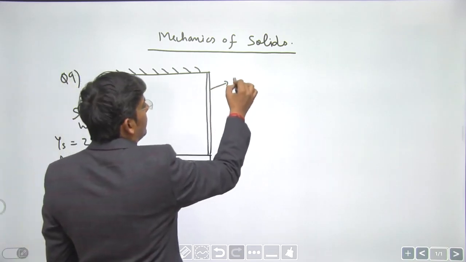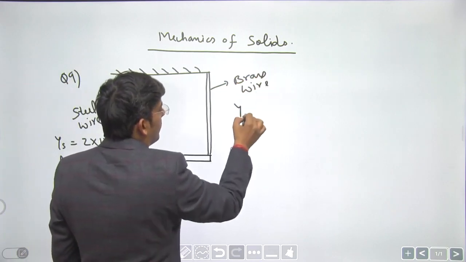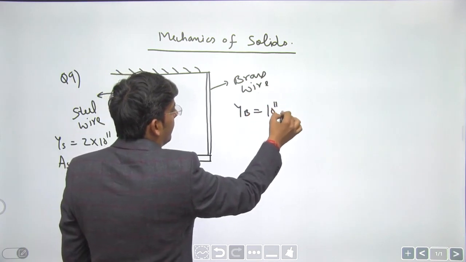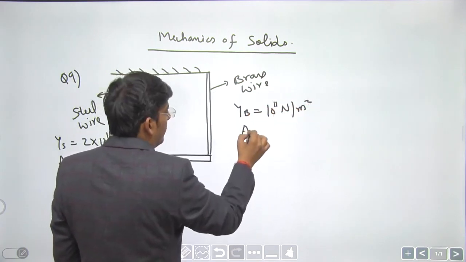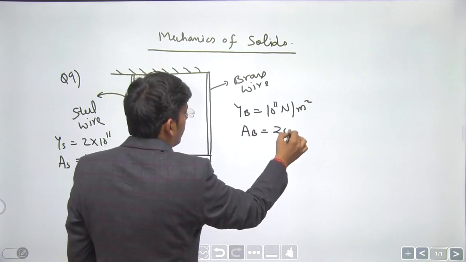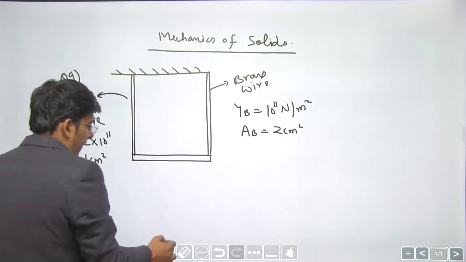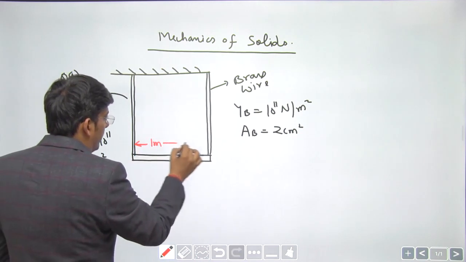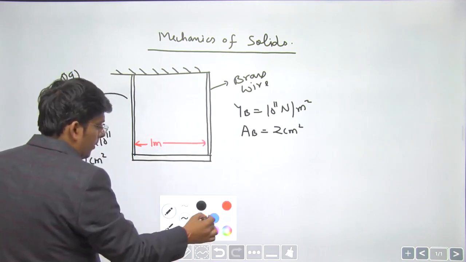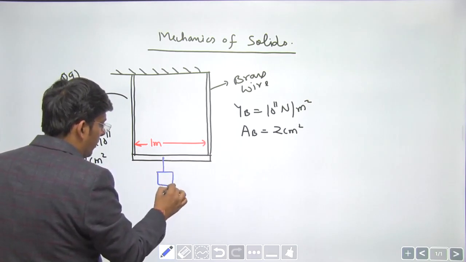This is going to be a brass wire. Young's modulus of brass is 10 to the power 11, and the area of cross section of brass is 2 into 2 centimeter square, right? Okay. Now the length of this rod is actually 1 meter. Now we have to hang a weight from some point.